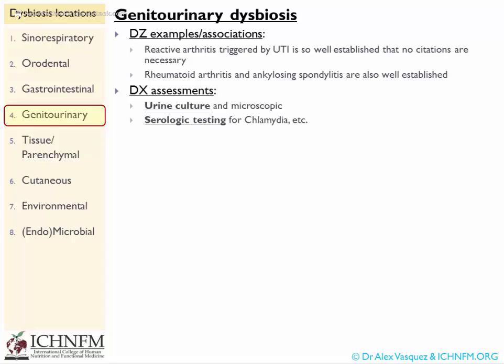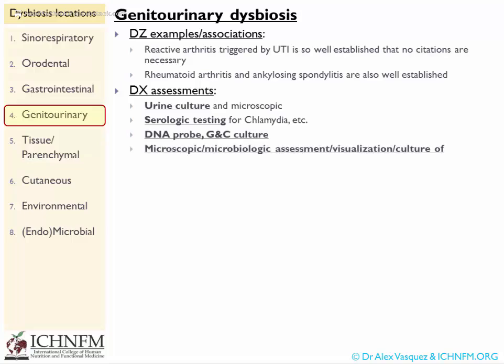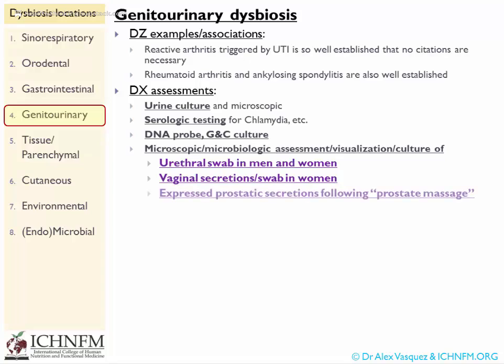In the patient's case who I just mentioned, the 45-year-old man with rheumatoid arthritis, we tested him for chlamydia due to his history of sexually transmitted diseases. His results came back normal. We could do a DNA probe or a gonorrhea and chlamydia culture. We could also do microscopic microbiologic assessment visualization culture of, for example, urethral swab in men and women. We can swab and do microscopic and culture exams on vaginal secretions or vaginal swab in women. And we can also do the same tests on expressed prostatic secretions following so-called prostate massage.